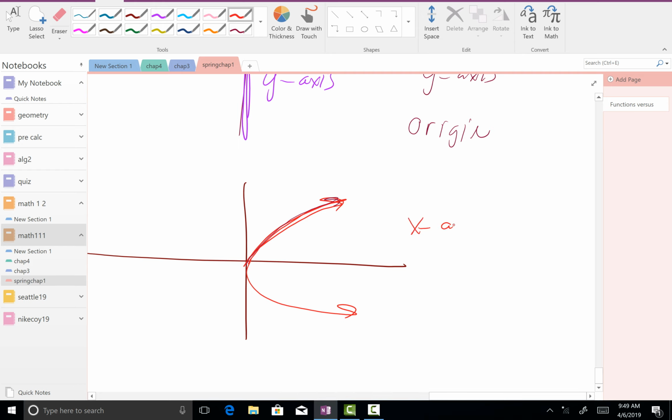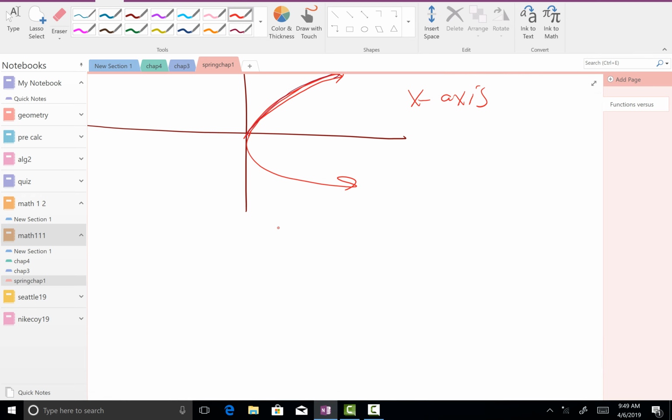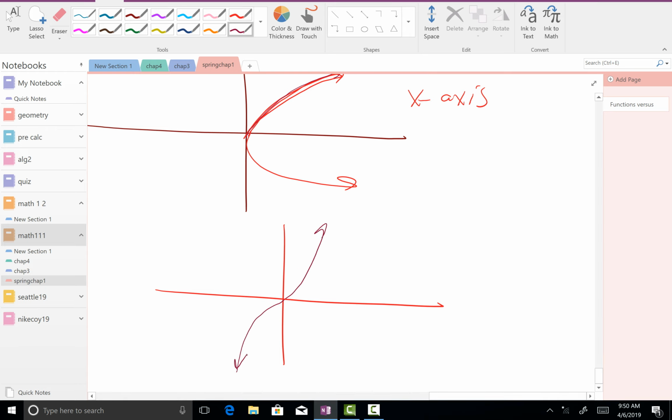So this would have x-axis symmetry. The origin one is the toughest one. So it's kind of like, if you take it and bring it over here, it's going to rotate 180. If you rotate it 180 degrees, it's going to match up. So this one here is going to match up with that one. It's really hard to see origin symmetry.